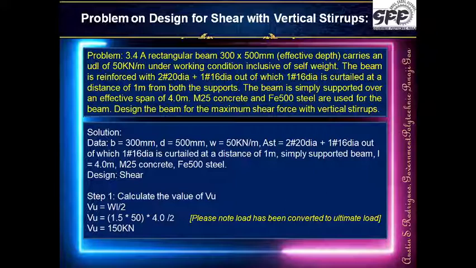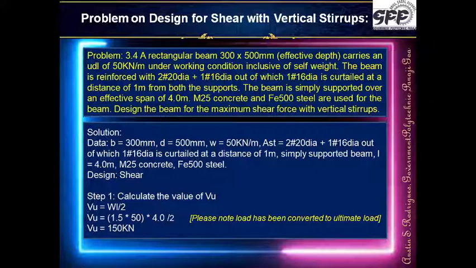The beam is reinforced with two different types of diameters. It has two bars of 20 mm diameter and one bar of 16 mm diameter. So it's a combination of two different diameters which form the tension steel, out of which one bar of 16 is curtailed at a distance of 1 meter from both the supports. So the mid-span reinforcement is 2 bars of 20 mm diameter plus 1 bar of 16, and at the 1 meter from the support and going on to the support, we have only 2 bars of 20 because 1 bar of 16 is cut off.